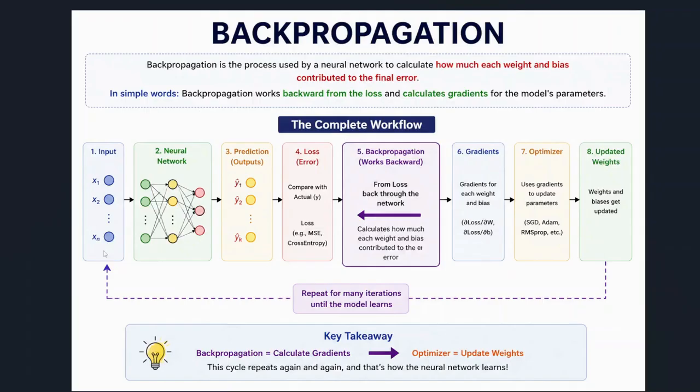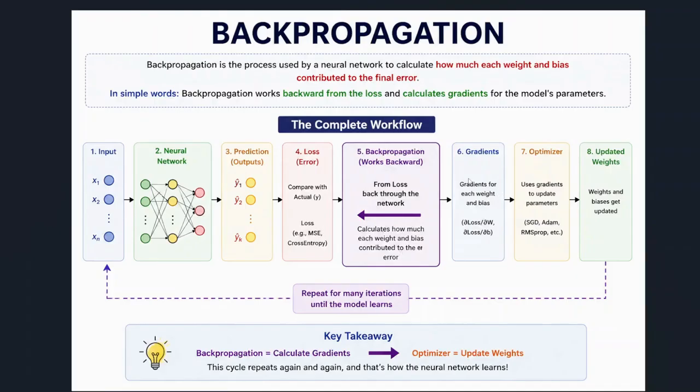You give input to the neural network, and it gives you a prediction. Then you calculate the loss, which is the difference between the actual value and your prediction. Then backpropagation works backward from the loss back through the network. It calculates how much each weight and bias contributed to the error.